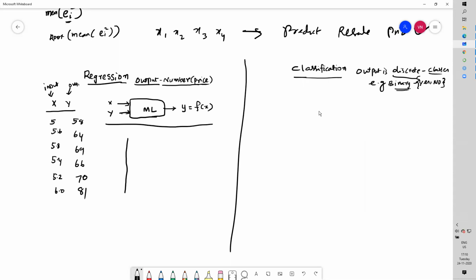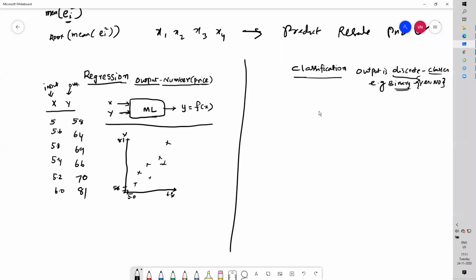First of all, let's see x and y in the form of a plot so that we will understand how it works out. X is ranging from 5 to 6. Y is ranging from, let's say, 58 to almost 81. I'm not giving the complete scale, so here the scale is truncated. So let's plot these things. Maybe it looks like this. This is how the data looks, right?